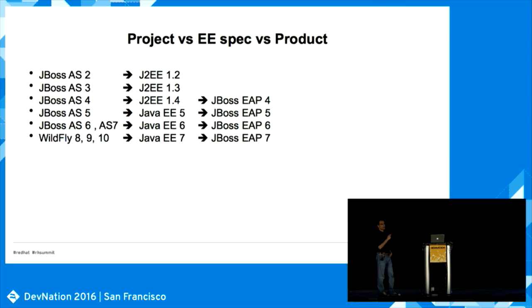And on the left, you can see how we increase the pace. So after JBoss 5, we had, for the same EE spec, multiple releases. We had 6 and 7, and then for 7, even more. We had 3 community releases implementing EE7.